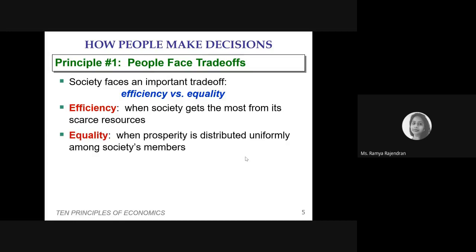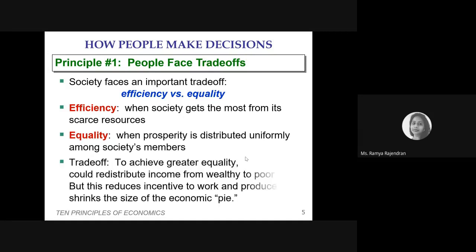The government will take it, and the people who are lazy at home, just chilling and watching Netflix or Prime, will be paid out of your pockets. This is not fair, right? So as a society, we have to find the trade-off between efficiency and equality, whether we want to be a communist nation or a capitalist nation. Communist nations go for equality, whereas capitalist nations go for efficiency.